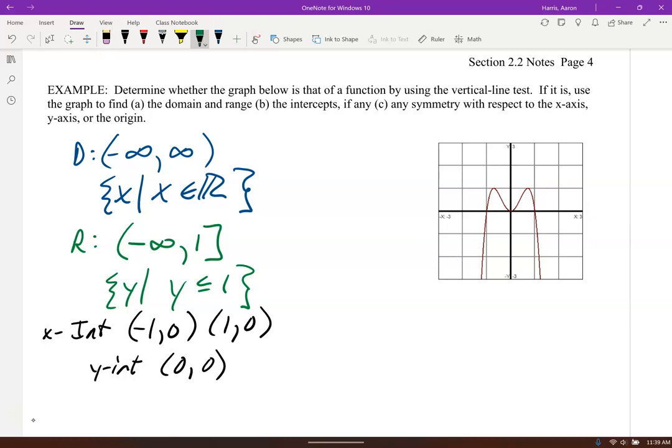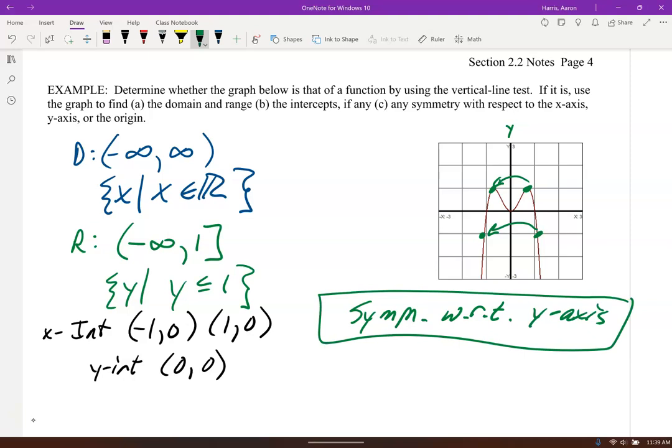Let's see if it's reflective about the y-axis. If this point here is reflective about the y-axis, it would be right here. If this point here reflected about the y-axis, it'd be so on. So every point is. So this is symmetric with respect to the y-axis. If it was symmetric with respect to the x-axis, then the points would flip-flop around both axes, which it does not. So we're all done with that one.